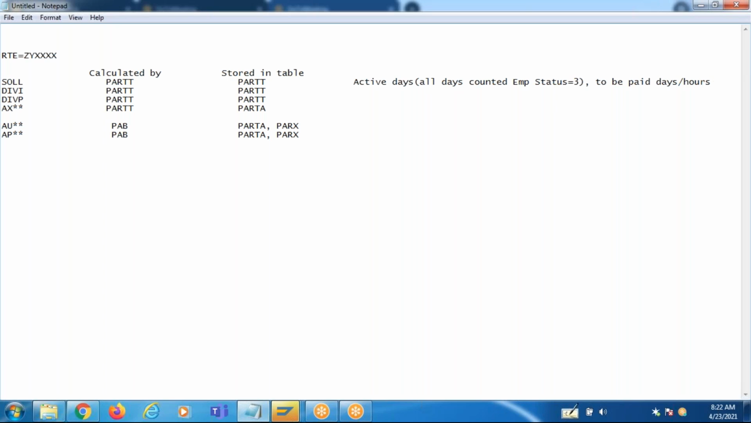Whenever you see SOLL, remember that this is an active day. You will be paying on active days only, right? Say for example, an employee joined on 21st of April, and he is there until the 30th. So what is SOLL? What are the SOLL days here?